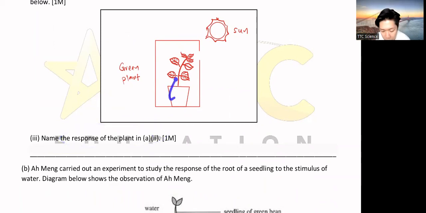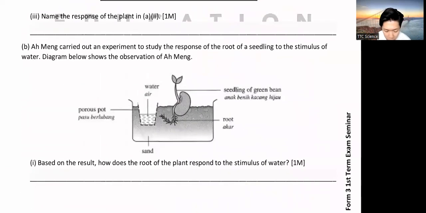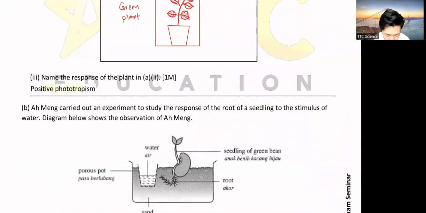This is going towards the sunlight. So you'll be thinking phototropism, but make sure you add the word positive. Positive means I want to grow towards the sun. That's why you have to add the word positive. Can I just write phototropism? I don't think so. Usually your teacher won't allow that, because we want to explain that you want to grow towards something. You better write positive.